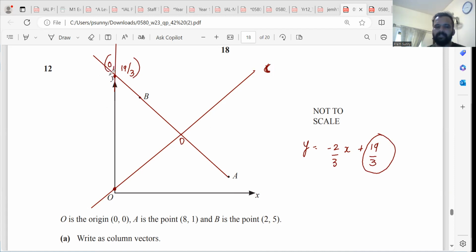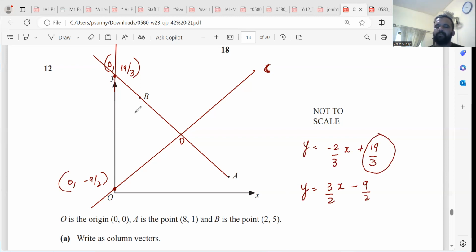coordinate will always be 0. And CD, the equation was y is equal to 3 by 2x minus 9 by 2, if you remember. So the point at which the line CD cuts the y-axis is minus 9 by 2. So 0 comma minus 9 by 2. We need to find out the distance between these 2 points.